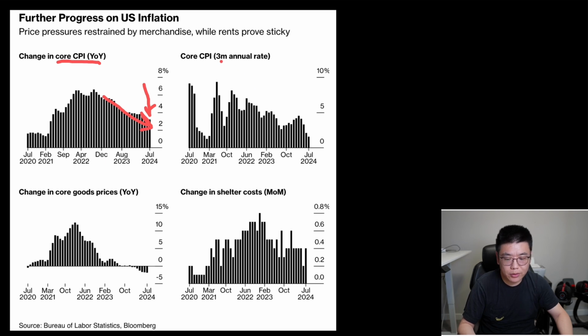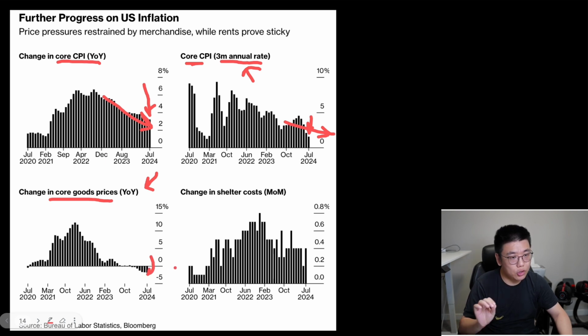And now if we look at the 3-month annualized rate of the core CPI, it's actually down to 1.6. It's already below the 2% long-term target. But again, it's just a 3-month annualized. We need to see this thing kind of stabilize around 2%. That would be ideal. And the change in the core goods price year over year, we have it actually down 1.9% compared to a year ago.